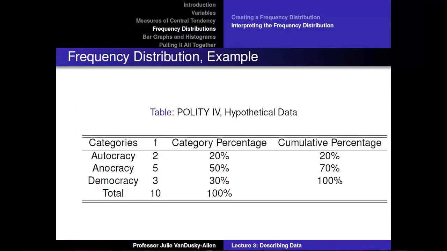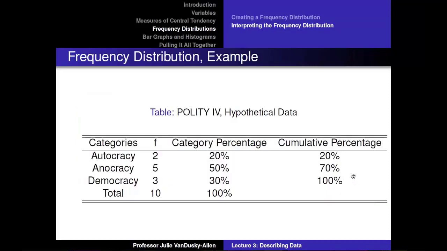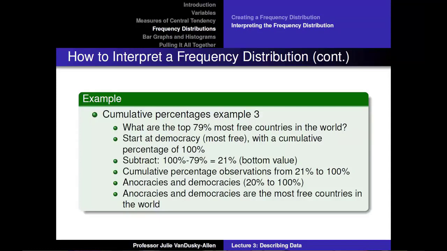You subtract 79, the topmost value, from 100% and get 21%. 21% will be the bottom value. Then you find the categories within the cumulative percentage column that range from 21% to 100%. These are the observations with the countries that are the top 79% most free countries in the world. The anocracies and democracies categories hold the cumulative percentage observations between 21% and 100%. Hence, anocracies and democracies are the most free countries in the world.